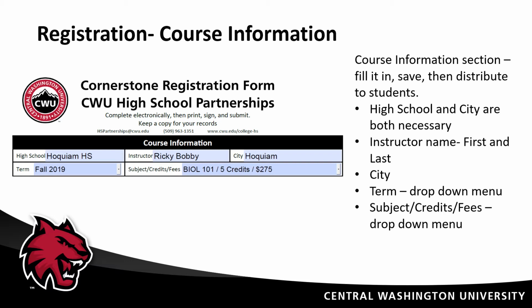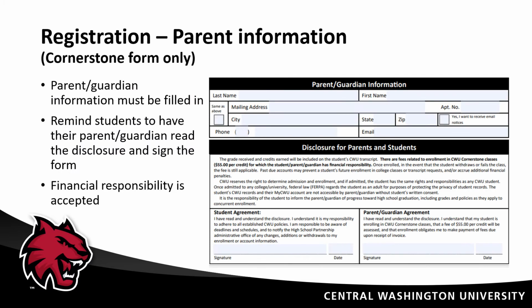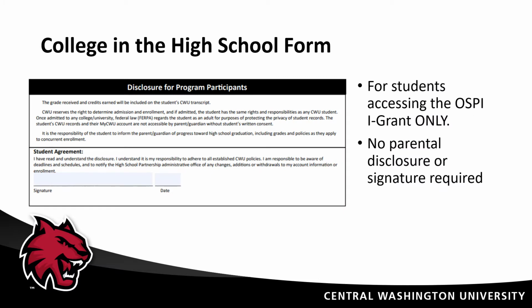The top section on both forms is for your classroom information and should be the same for all of your students in one class. The student information is also straightforward, but we're going to ask you to double check it anyway. On the Cornerstone form, the parent information and signature is required. On the college and the high school form, we only need the student signature because they're covered by the grant.